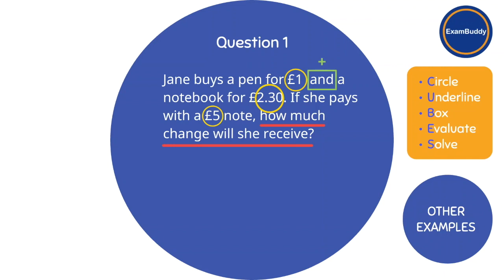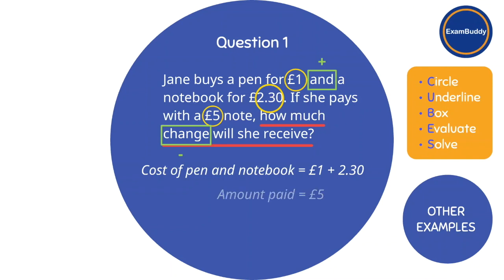Next, let's box the operation keywords. And is usually used to tell you to add. Change, in this instance, indicates that there will be subtraction. Let's move on to E, evaluate. So write down all of the information that we have below. This will often be done on the rough paper in the exam. So we know that the cost of a pen and a notebook is equal to £1 plus £2.30. We also know that she paid with a £5 note.